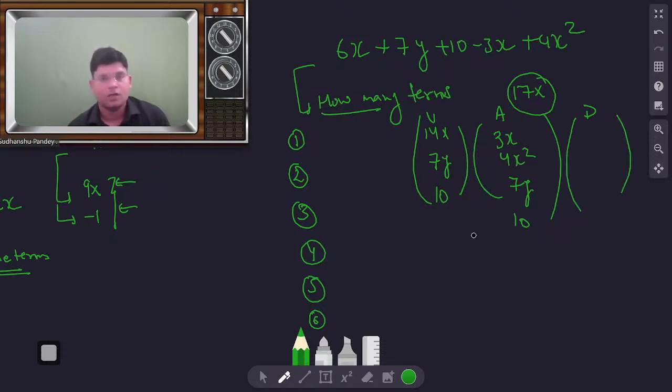Yes, sir. How many terms are there in this question? Sir, one term. How did you get one term? Sir, I heard 10. Sorry, terms. How many terms are there? This is the question, beta. Can you see this?